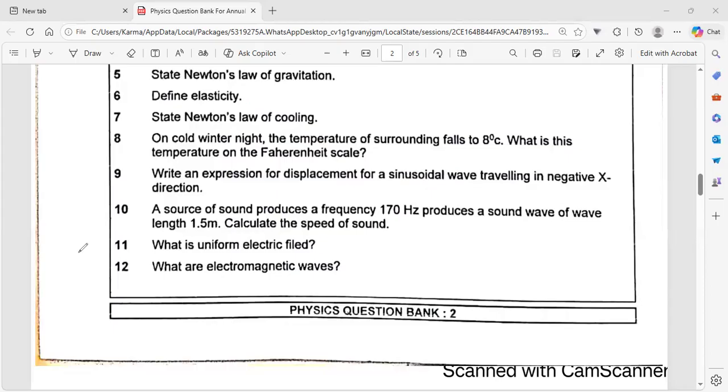A source of sound produces a frequency of 170 hertz. Velocity is equal to f lambda. f is the frequency and lambda is the wavelength. Simply substitute and we get the answer.